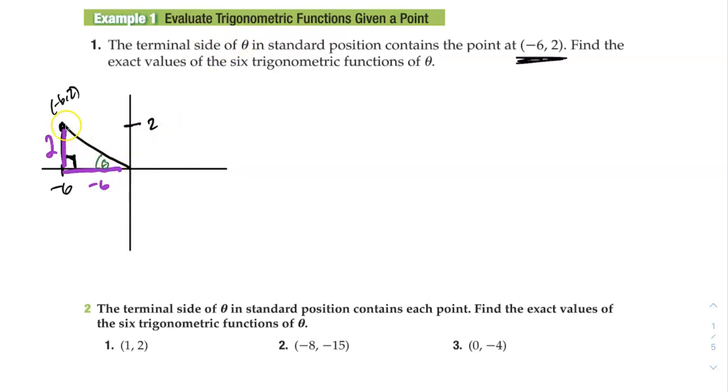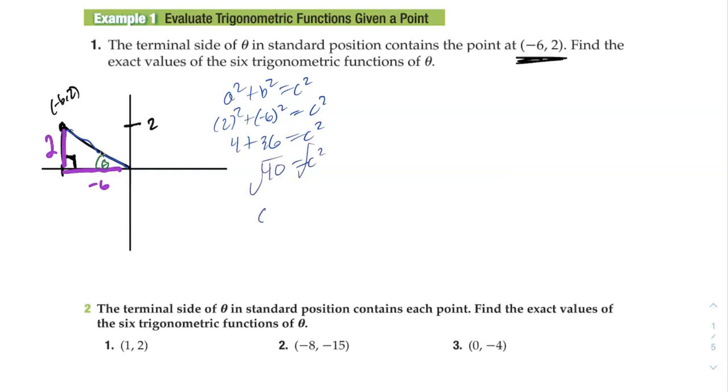What am I missing? Well, I'm missing the hypotenuse. We know how to find the hypotenuse. It's a right triangle. So if we want to find the hypotenuse, we're just going to do a squared plus b squared equals c squared. Remember, the legs don't matter. One of these is a, one of these is b, doesn't matter. C has to be the hypotenuse. So we'll say 2 squared plus -6 squared equals c squared. I get 4 plus 36 equals c squared, so 40 equals c squared. Square root of that, I get rad 40, or you could say 2 rad 10. I'm going to leave it rad 40 for now.